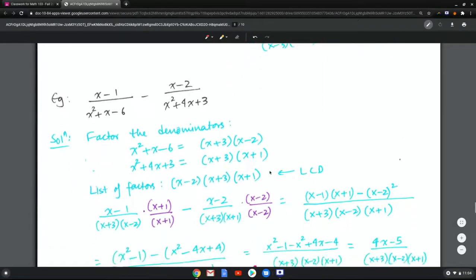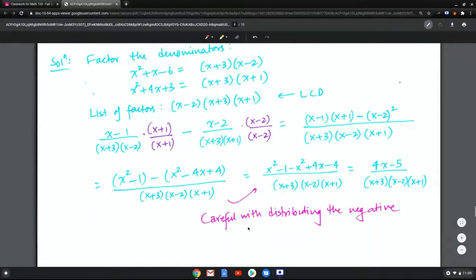Subtraction. Well, for subtraction, nothing changes except you want to be careful with the distribution of this negative. When you distribute this negative, you get a negative, and then a positive, and then a negative, because it's a positive, negative, and a positive. So they flip to become negative, positive, and negative.